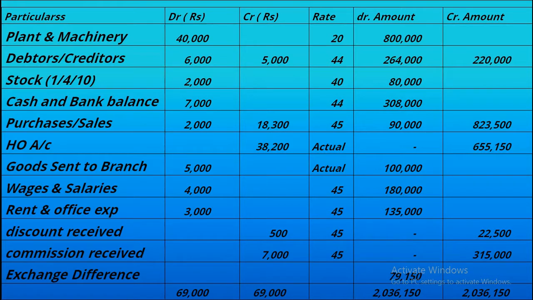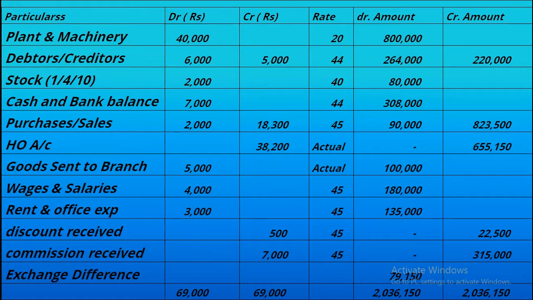Now the plant and machinery value is 40,000 dollars and the rate of exchange when the purchase of this plant and machinery was done was 20. So we get 8 lakh rupees as the amount in rupees. Similarly, we will multiply all the items of the trial balance in dollars with the exchange rate applicable to that item to get the trial balance in rupees format. So after doing this, we will close the trial balance which is expressed in rupees.